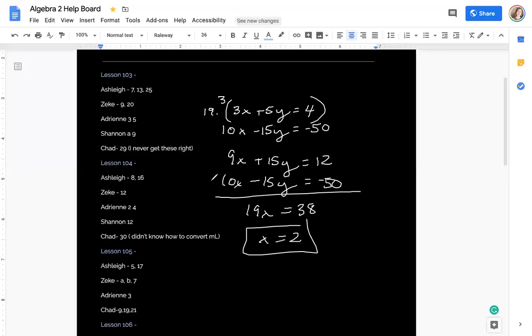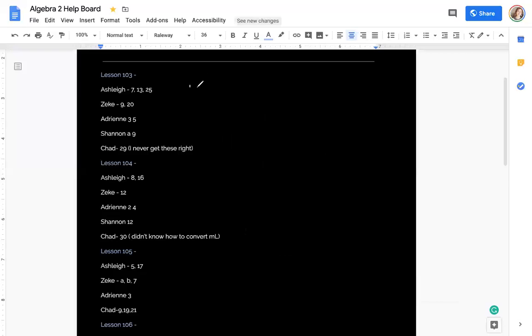All right, lesson 106. I'm just moving along here today. 106, I'm only going to do number 18. I think that's the only one down there, so let's do that. Lesson 106, 18. So solve by graphing. I thought this was different, so that's why I'm doing it.